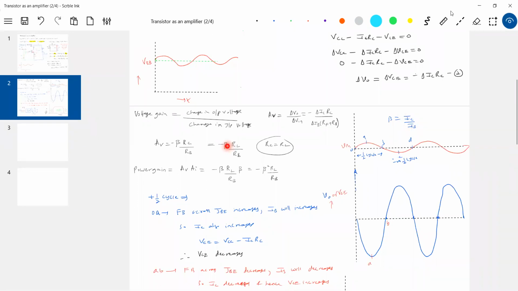So for the amplifier, what preferences should I make? The base should be lightly doped, the emitter should be heavily doped, and the collector should be moderately doped. With this, we get higher beta. Higher beta, more gain. And the transistor should be operated in the active region. So these are all the things we have here.